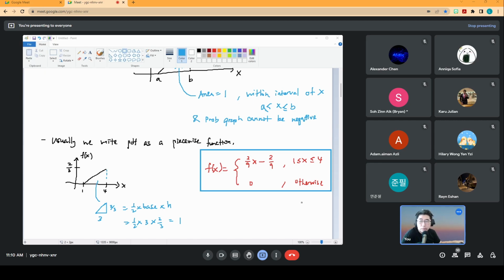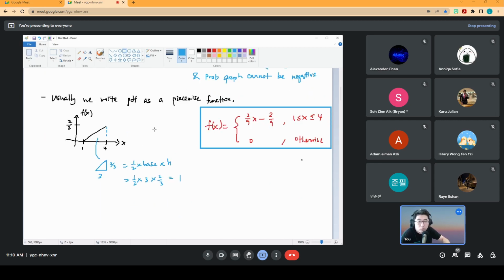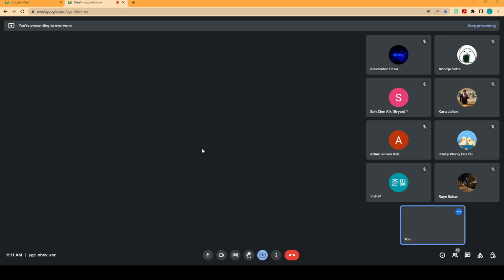After that, for the graph, it can be more than one shape. So let me try to find some questions with a combination of shapes. Let's see. Wait for a while.